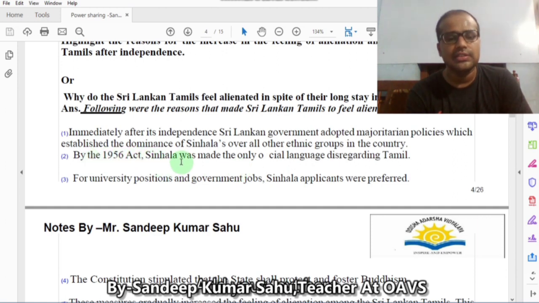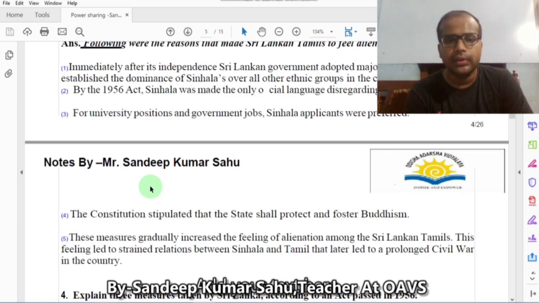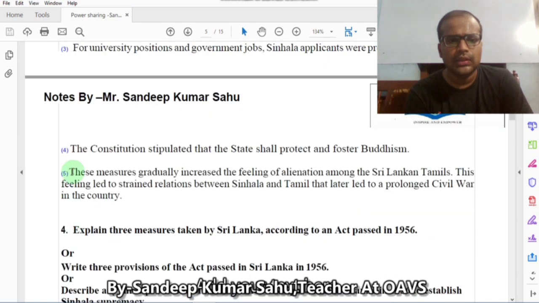By the 1956 Act, Sinhala was the only official language, disregarding the Tamils. And for university positions and government jobs, Sinhala applicants were preferred. They created favorable conditions for the Sinhala speakers only. And point number 4 is, the constitution stipulated that the state shall protect and foster Buddhism only.